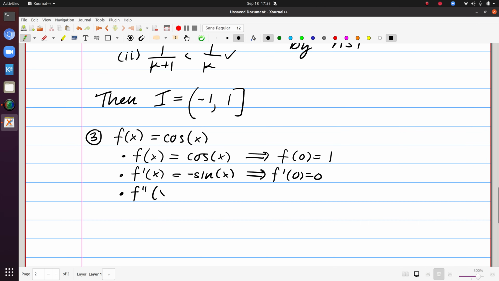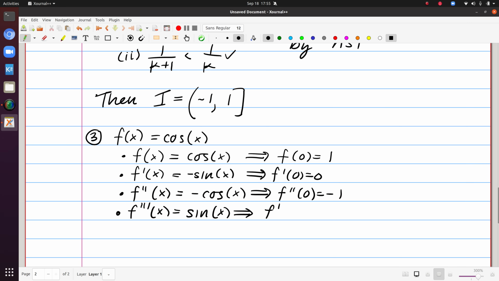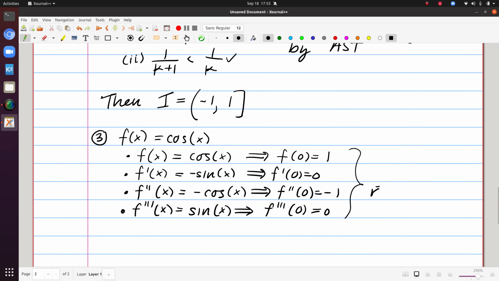The second derivative is minus cosine. If we plug in 0, that will leave us with -1. And the third derivative is now positive sine. If I plug in 0, that will give me 0. And this is actually enough, because once I've done this 4 times, I can see that the pattern repeats. The fourth derivative would take me right back to cosine. So I'm starting to see that those coefficients will be 1, 0, -1, 0, and so on.